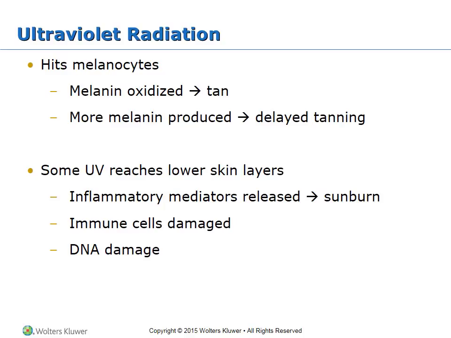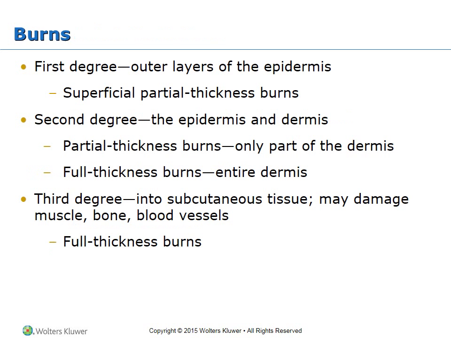Some of the UV rays do reach those lower skin layers, and that's what causes sunburns. So we have DNA damage, cell damage, our immune system is decreased when we have a sunburn, and we're going to get to those specifics here in just a little bit. But first we're going to talk about burns.